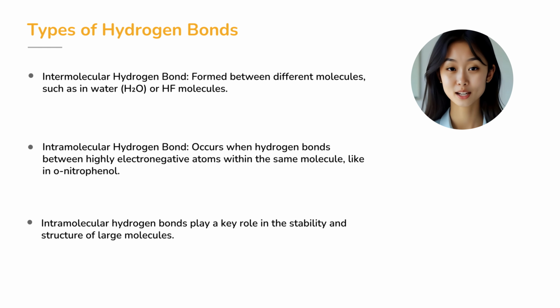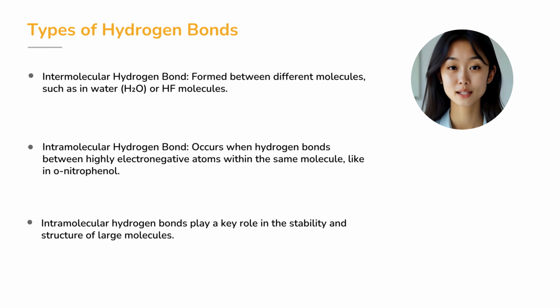There are two main types of hydrogen bonds: intermolecular hydrogen bonds and intramolecular hydrogen bonds. In intermolecular hydrogen bonds, the hydrogen bond forms between different molecules. A classic example is the hydrogen bond between water molecules or even in hydrogen fluoride molecules. These bonds are responsible for water's high boiling point and its unusual properties.